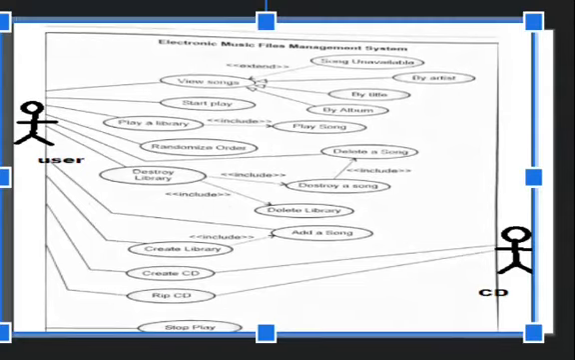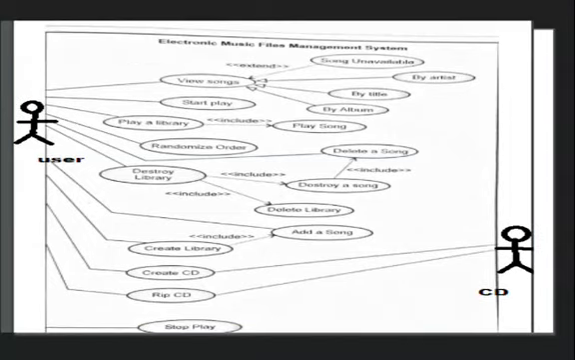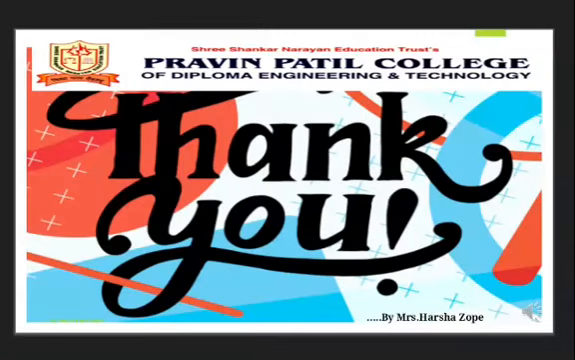In this way, you have to draw the use case diagram for the particular system which will be asked. It can be any system. In the diagram, you have to remember to join the activities of the particular user with the help of lines, and you have to draw the actors as shown in the diagram. User and CD, these are the two actors, and inside the ellipse the activities done by the actors are written. In this way you can draw the use case diagram for any system.